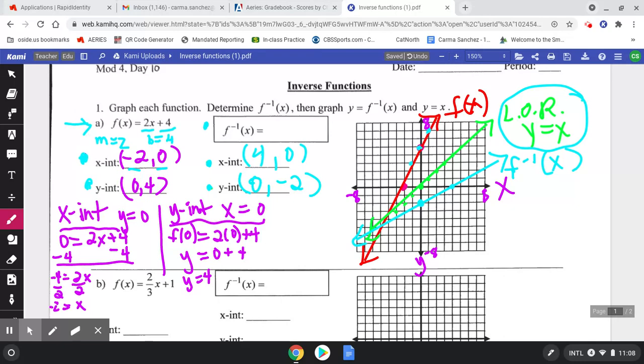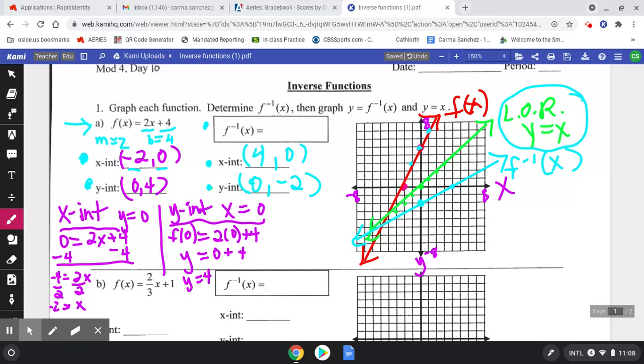Or maybe you just thought of inputs and outputs. Like, what if I plugged in 1 for x? F of 1 equals 2 times 1 would be 2. 2 plus 4 is 6. I could go put a dot at 1, 6. Okay, maybe you thought of it as inputs and outputs. There's lots of ways to graph.